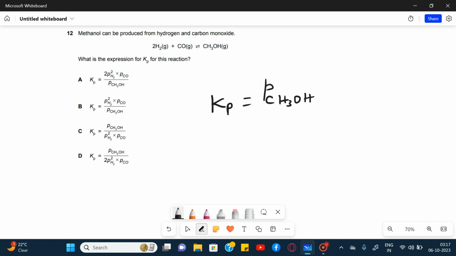CH3OH raised to the power of the stoichiometric coefficient, which is 1. So raised to the power 1, we don't need to write that. And the partial pressure of reactants is what? Hydrogen raised to the power of the stoichiometric coefficient, which is 2, times partial pressure of carbon monoxide raised to the power of its stoichiometric coefficient, which is 1. So we don't need to write that down. So I can see that option C is the correct response.